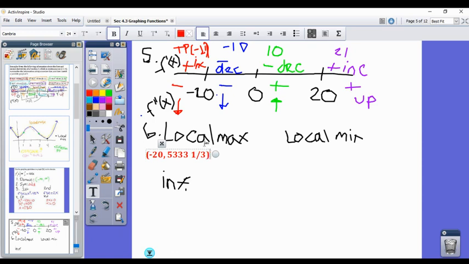Okay, and my local min, this is when I am decreasing and then increasing, so this happens at positive 20. And if I plug in positive 20, I will get negative 5,333 and a third for my y coordinate. And then my inflection point happens when I change from concave up to concave down or vice versa. So that happens at 0. And if I plug in 0, I will get 0 for my y.